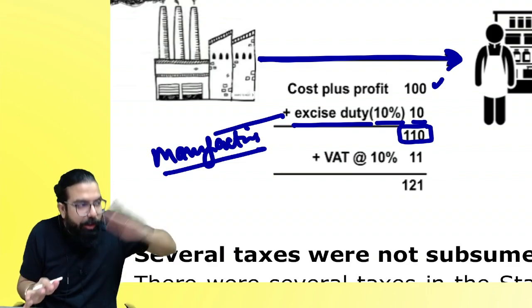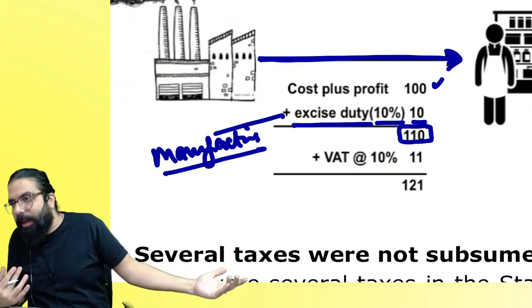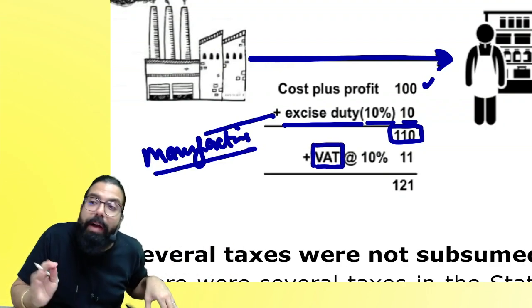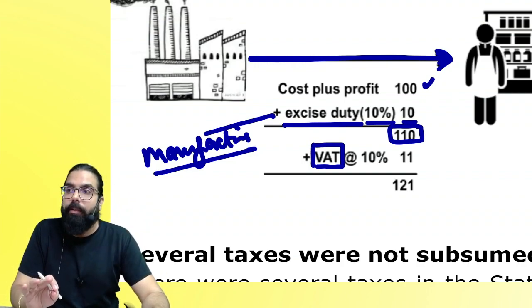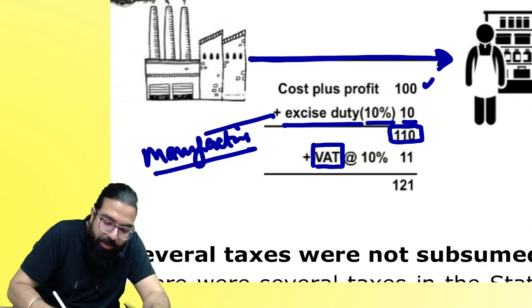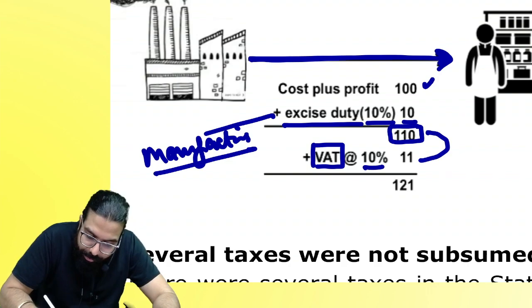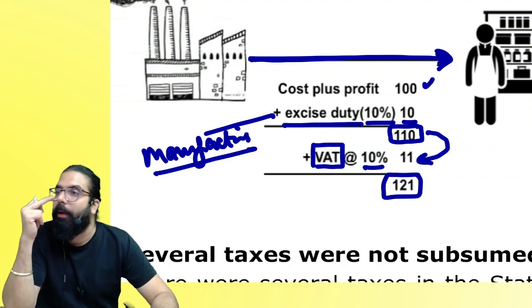Now, after manufacturing, you will sell also, no? As a manufacturer, I will manufacture and then sell. When I am selling within the state, there used to be something called value added tax. VAT used to be there earlier. For an example, VAT was 10%. Can you tell me, 10% will be levied on what? 110. And it used to be 121 at which the goods were sold.